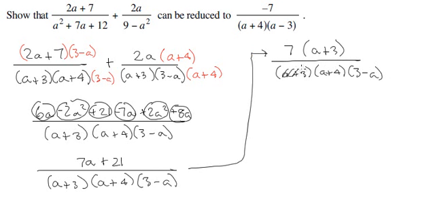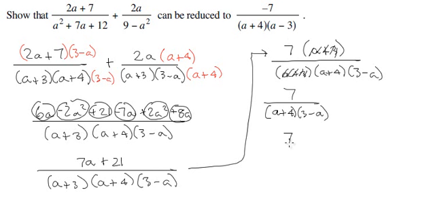We can cancel the a plus 3's, which gives us 7 over a plus 4, 3 minus a. Are we there? Uh-oh. Their solution has the a plus 4, so that's all right. But it doesn't have 3 minus a. It looks like they didn't like this either. They have a minus 3. Do you see how we could make that switch?